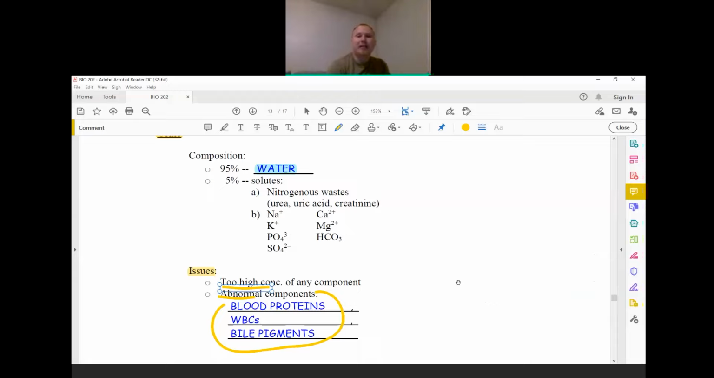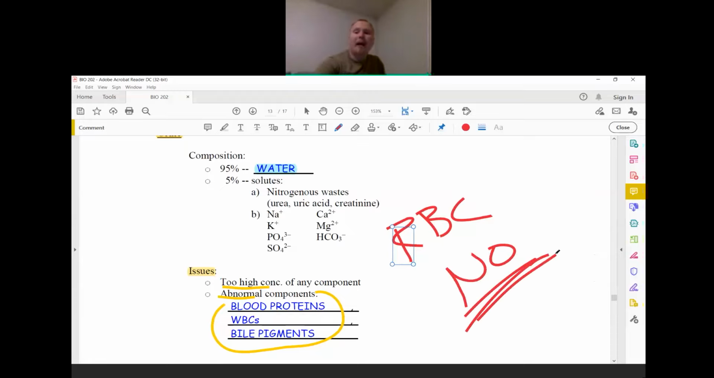And a couple of examples of things that we don't want to see in the urine include, for example, blood, red blood cells in particular, white blood cells as well. That would be a sign of an infection of some kind, and also bile pigments. We don't want to see those in the urine. Those would be a problem.